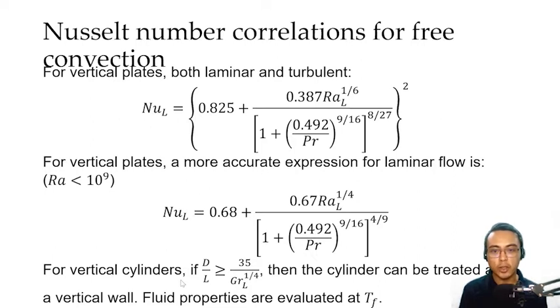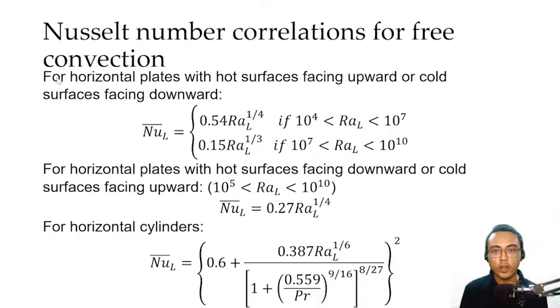Next, for vertical cylinders, if the diameter over length ratio is greater than or equal to 35 over the Grashof number raised to 1/4, then the cylinder can be treated as a vertical wall. And if the diameter over length ratio passes this test, then you may use these two equations for the Nusselt number even though the system is a vertical cylinder. Okay? All fluid properties are evaluated at the film temperature. To review, the film temperature is the average between the bulk temperature of the fluid and the surface temperature of the solid.